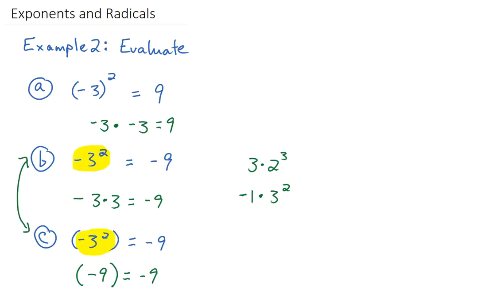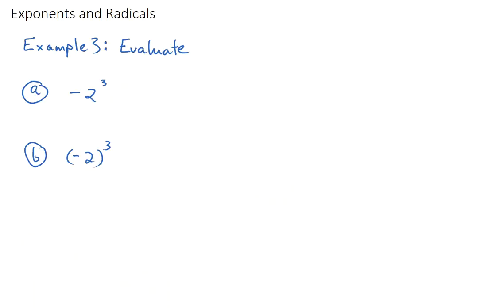Let's look at one more example just to make sure we're tracking with what's happening here. Alright, so example 3, evaluate. Here we have kind of the same idea being looked at, just different numbers involved. So the first one does not have parentheses. So what that means, as we saw in the previous example, is that the negative sign does not get repeated by the exponent. So we're just going to repeat the 2 without repeating the negative sign. 2 times 2 times 2 is 8, so that's going to give us a -8 as our result.